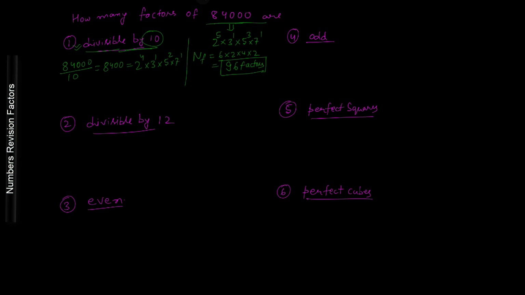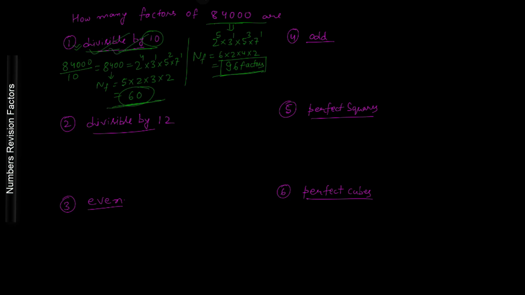The number of factors for this will be 5 into 2 into 3 into 2. 3 2s are 6 and 10, 60. Okay, so try to understand that out of 96 factors, 60 factors are divisible by 10.